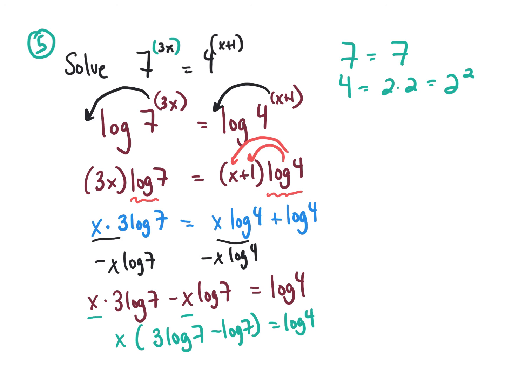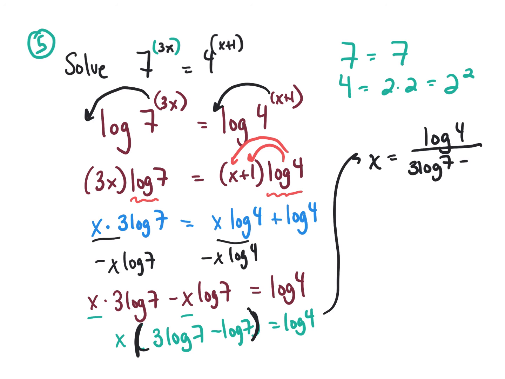So you can see why you like to get the bases to match, because this is a lot more work. So our final answer is, now we have x times something, we'll just divide it to both sides. So x is going to equal log 4 divided by 3 log 7 minus log 7. And that is a fine way to keep it.